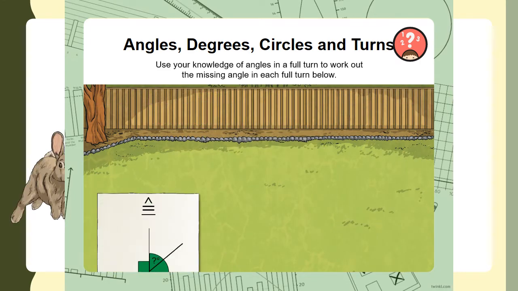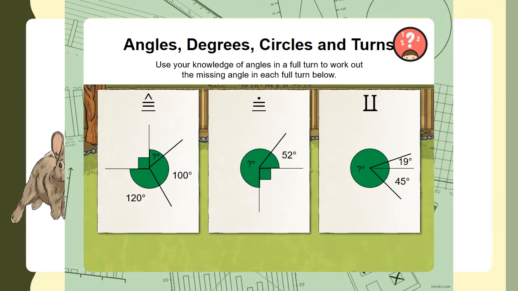Now I'd like you to use your knowledge of angles in a full turn to work out the missing angle in each full turn below. So we can see on the first one we've got 120 degrees is shown, 100 degrees is shown, but there's 2 angles missing. Surely, well, no, there isn't. We know that whenever we see a square in an angle, that tells us that it is a right angle. And if it's a right angle, then it measures 90 degrees. So, using that information to help you, work out the missing angle in each of the full turns below. Make sure you pause the video here whilst you write down your answers.